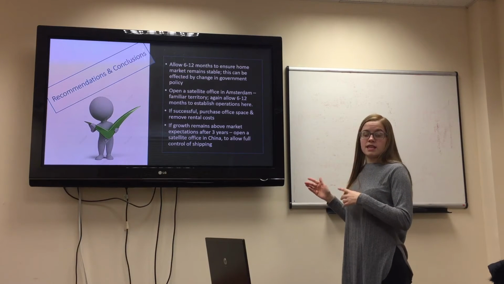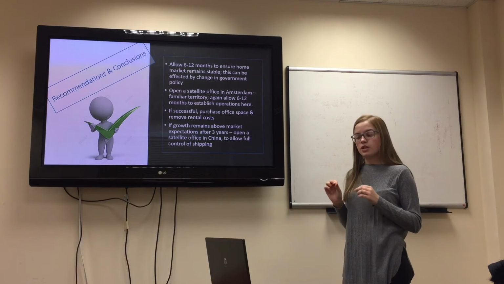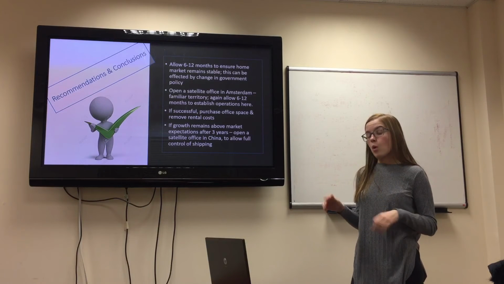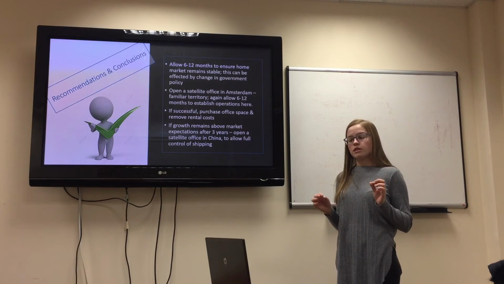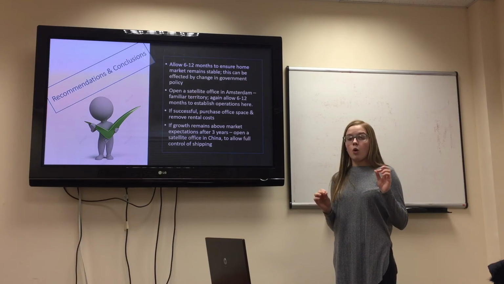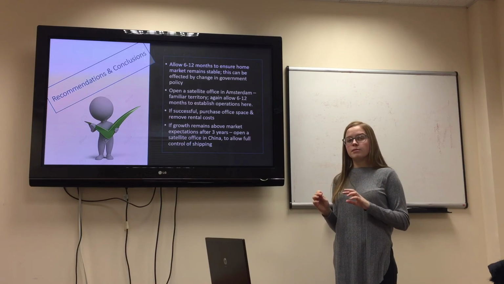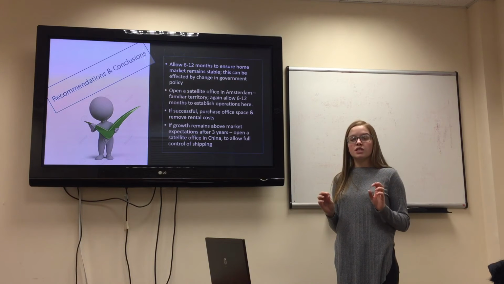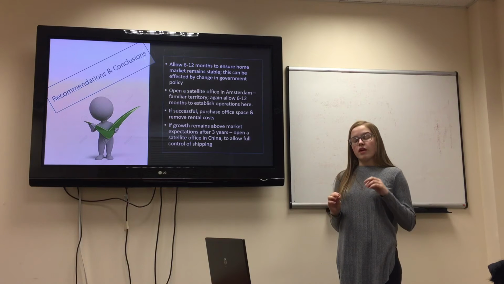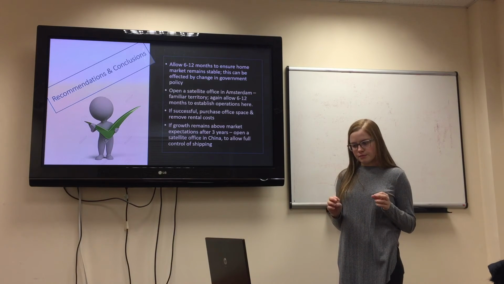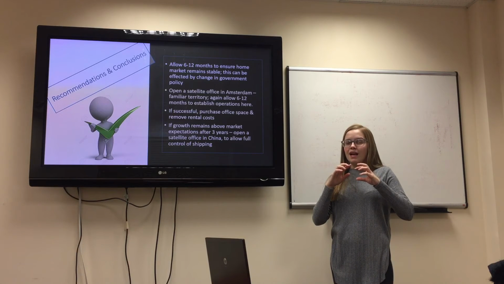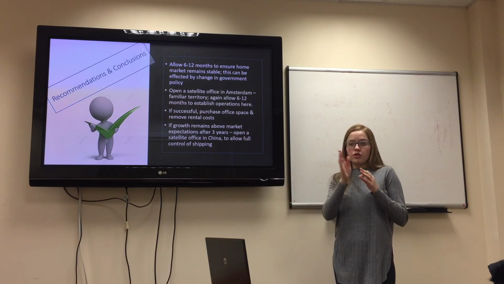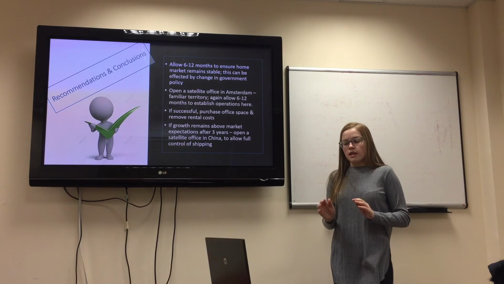So if this is the case and the market is stable, I would suggest opening a satellite branch in Amsterdam, which is familiar territory for the company, and again allows 6 to 12 months here to establish operations. If this proves to be a successful move, I would suggest purchasing some property in Amsterdam to remove the rental cost, and it also provides familiar places for both trucking networks and for shipping networks.